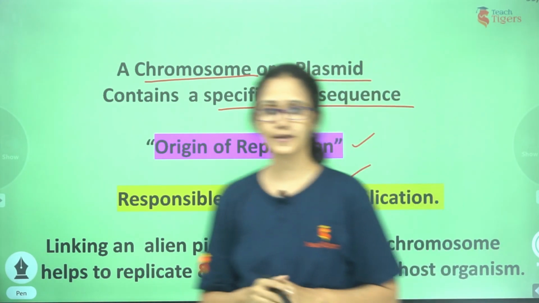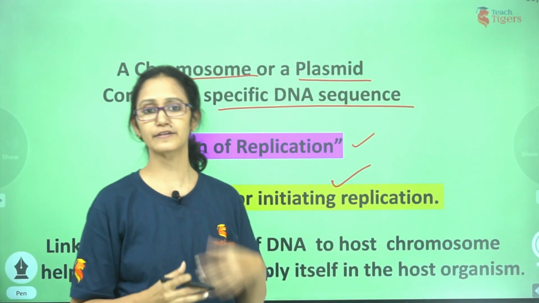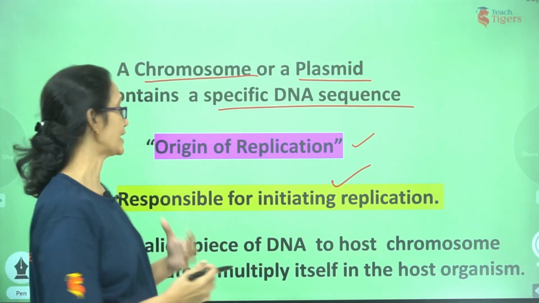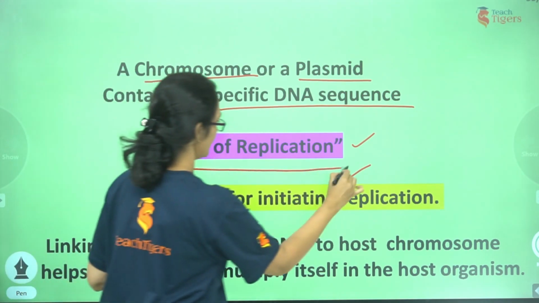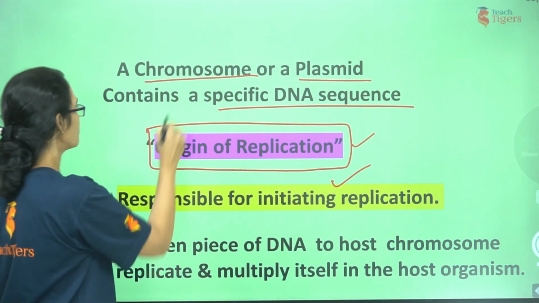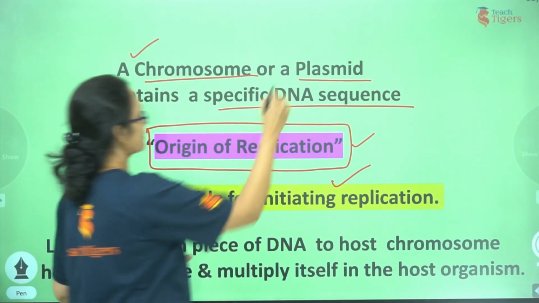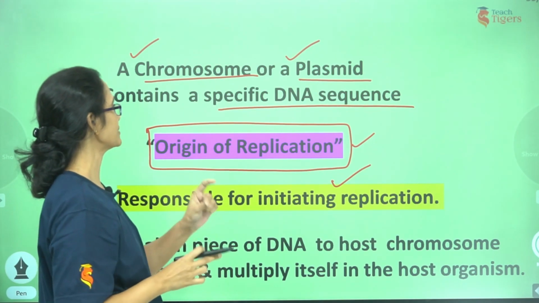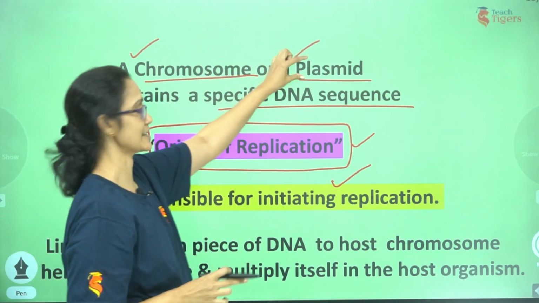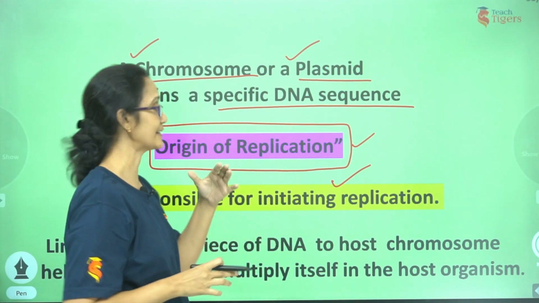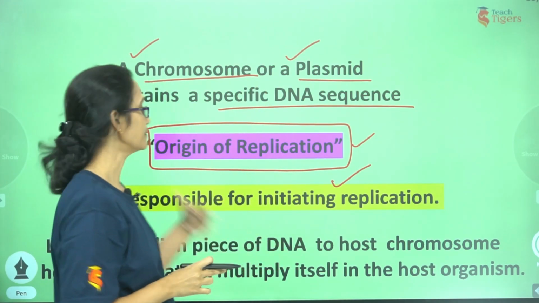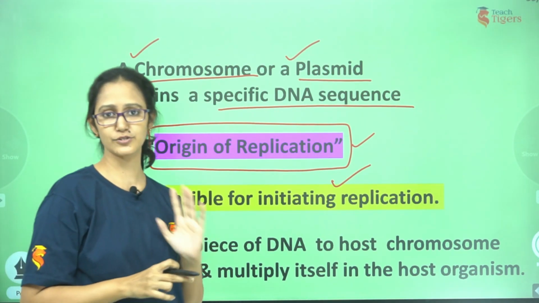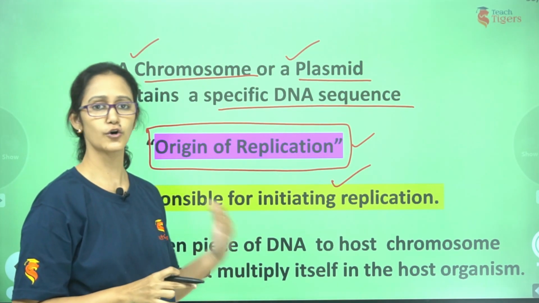So always remember, a piece of DNA is capable of replication only when it is having a specific sequence of DNA called origin of replication. And in this case, the chromosome is having an origin of replication, plasmid is also having an origin of replication. And for this reason, whenever the donor piece of DNA is linked with chromosome or a plasmid, it can be replicated and it can stably be transferred into the progeny cells, right? So this is the fate of an alien piece of DNA when introduced into a host organism.